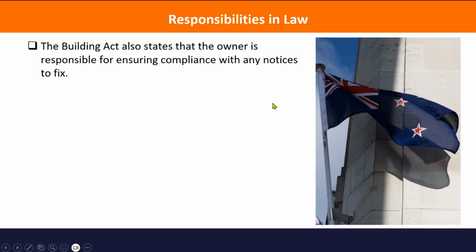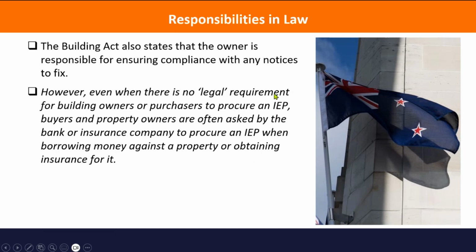So the owner of the building is responsible for ensuring compliance with any notices to fix. So the council can tell you to fix your building. Unfortunately, there's quite a long period of allowance as to when you have to fix your building. At the moment, there's no legal requirement for a building owner or a building purchaser to get an IEP. They don't have to employ us.